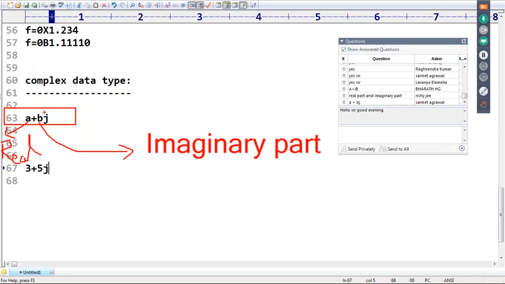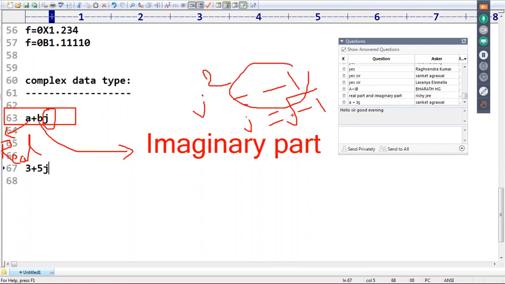Next, sir, this j. Is j a fixed symbol or can I use any other symbol? Sir, make sure it should be j only. By mistake, if you use any other, again syntax error, right? Remember. Next, j square is equal to minus 1. Remember, j is equal to square root of minus 1. Sir, what is the value of j square? Its value is nothing but minus 1.